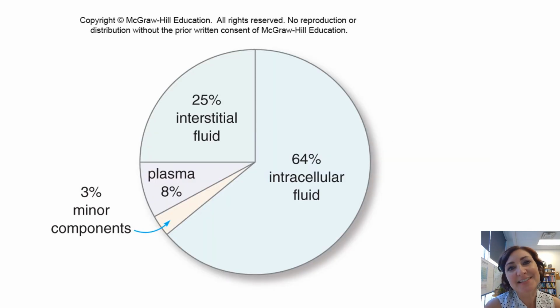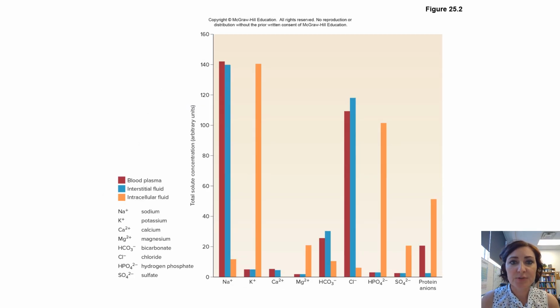For my visual friends out there, this is basically how those fluids break down in the body. 64% is intracellular fluid. That's found inside each of your cells. 25% is interstitial, 8% plasma, and only 3% is that catch-all miscellaneous minor components of fluids. All right, I like this visual as well because it shows us that the composition of extracellular fluids is very different from the composition of intracellular fluids.